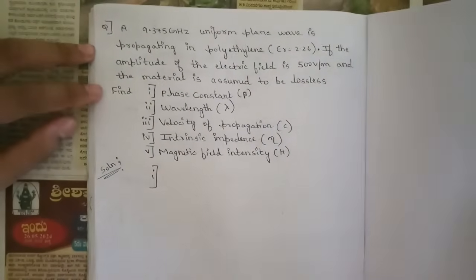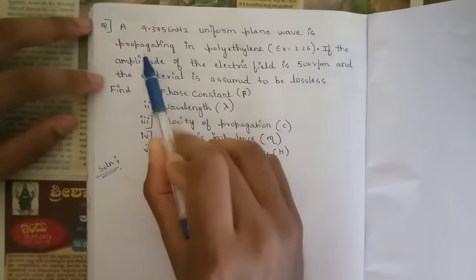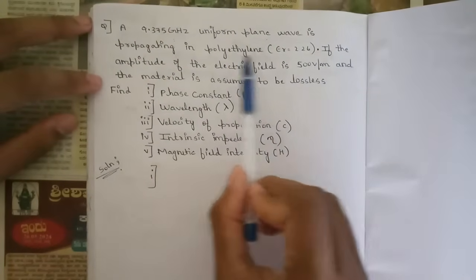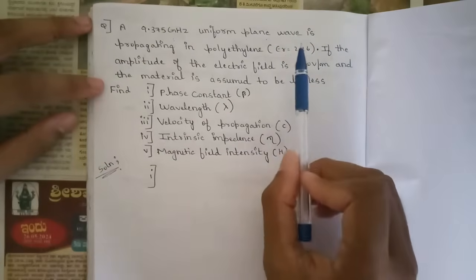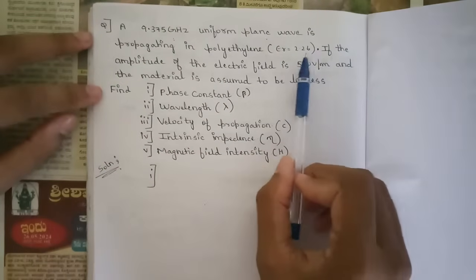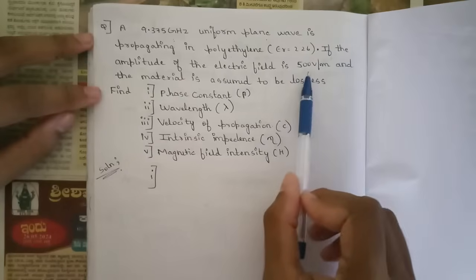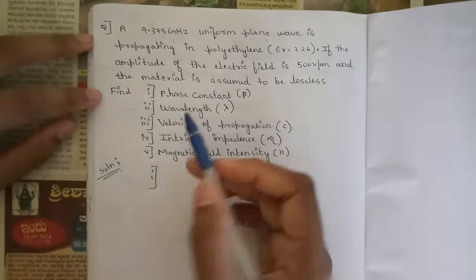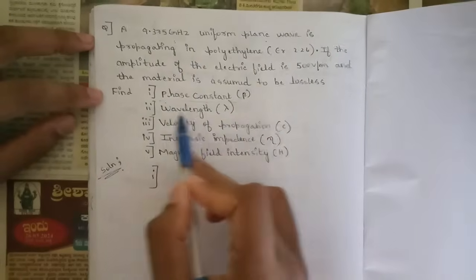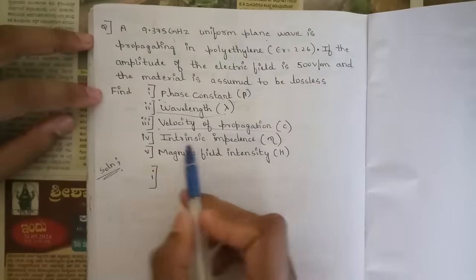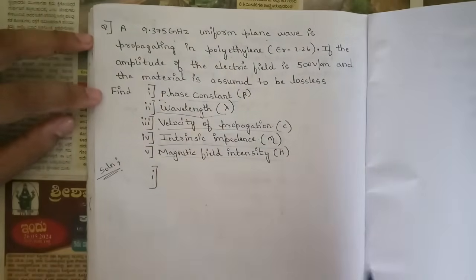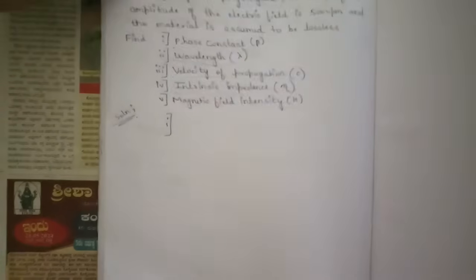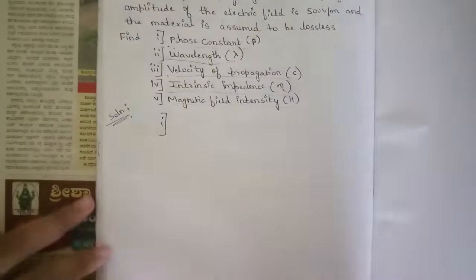So this is the question, a very important one. A 9.375 gigahertz uniform plane wave is propagating in polyethylene with the standard value of εr = 2.26. If the amplitude of the electric field is 500 volts per meter, and the material is assumed to be lossless, we need to find the phase constant, wavelength, velocity of propagation, intrinsic impedance, and magnetic field intensity. Okay, so these are the five things we are going to find. In the derivations, we have seen the relationship between these things, right?